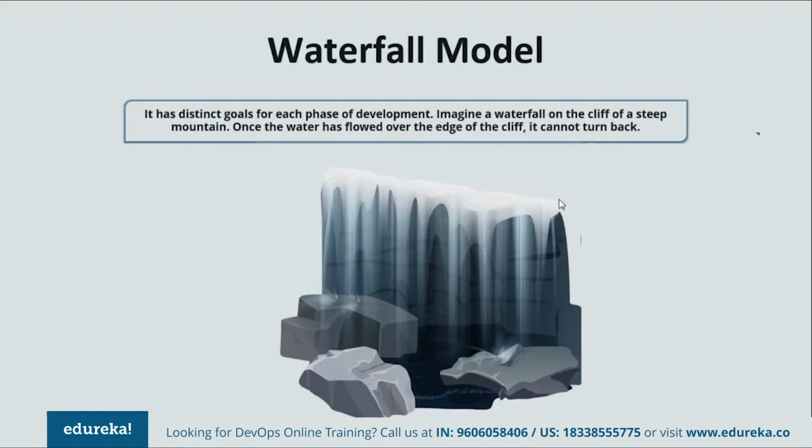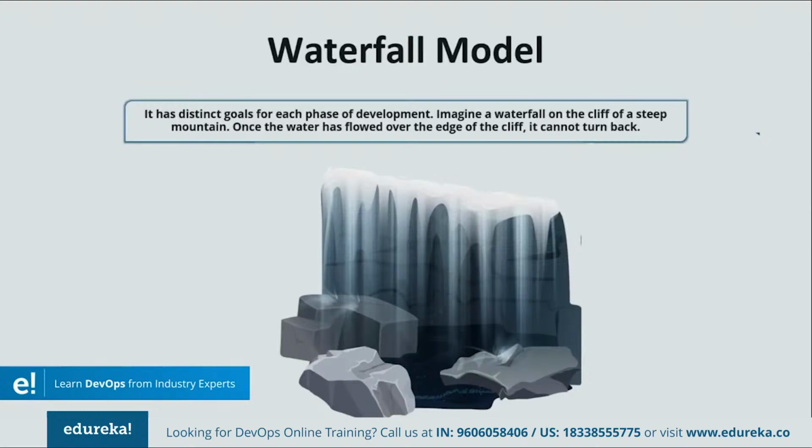Now you must be thinking, why the name waterfall model? Because it's pretty similar to a waterfall. Now what happens in a waterfall, once the water has flowed over the edge of the cliff, it cannot turn back. The same is the case for waterfall development strategy as well. An application will go to the next stage only when the previous stage is complete. So let us focus on what are the various stages involved in waterfall methodology.